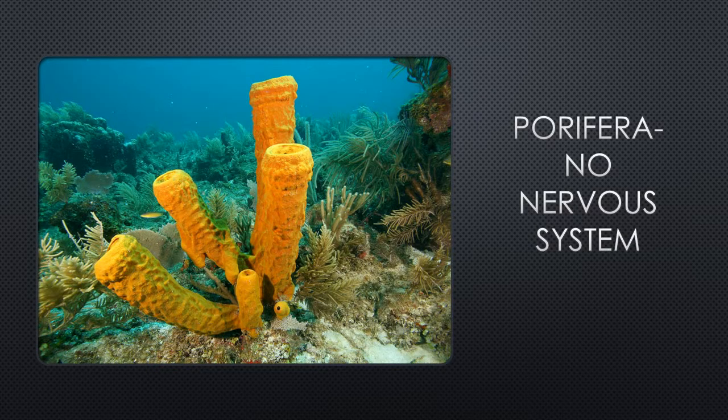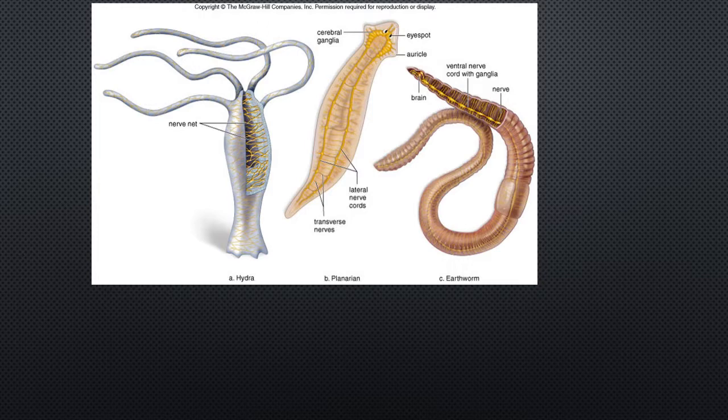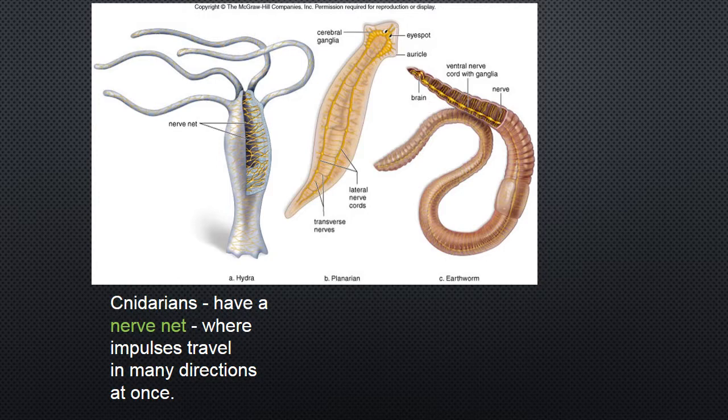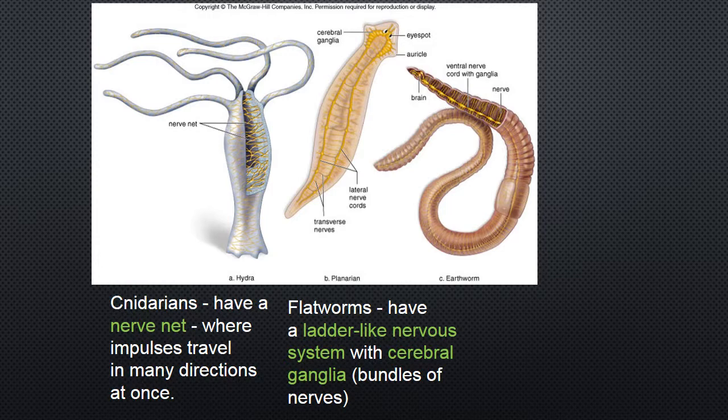First of all, phylum Porifera has no nervous system. And then we move on to our Cnidaria, our flatworms, which are the platyhelminthes, and then our Annelida. Our Cnidarians have a very simple nervous system called a nerve net, and impulses travel in many directions at once, but it's a very simplified system. If you remember, our flatworms have the ladder-like nervous system with some cerebral ganglia, which are mostly just a bundle of nerves up near the auricles.